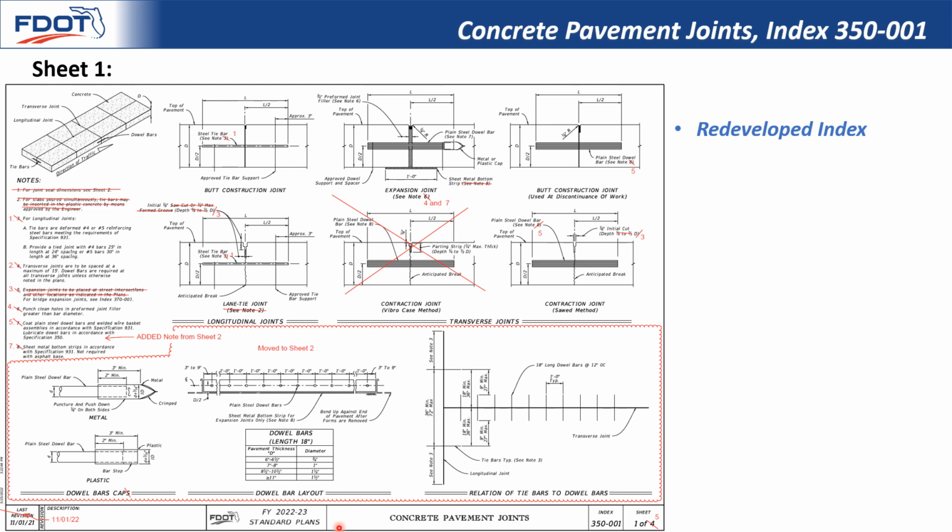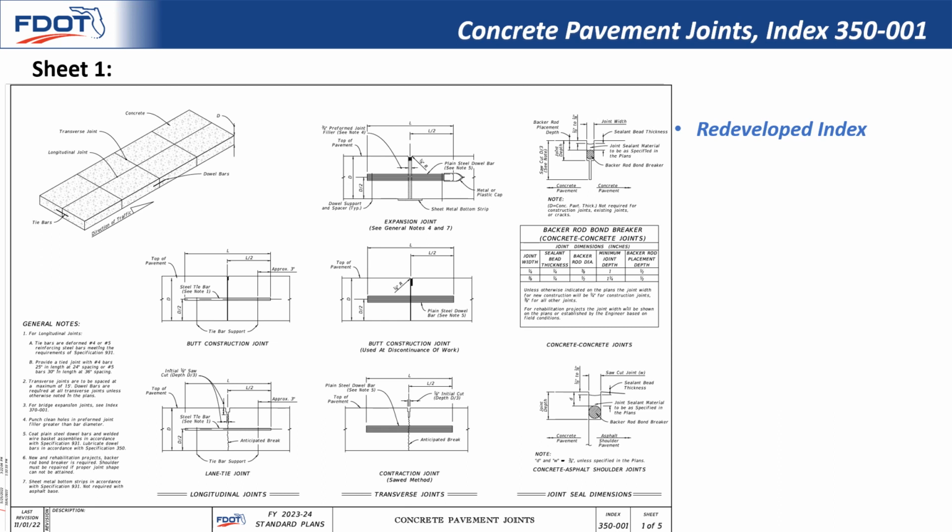There was some general cleanup and simplification on all sheets, and elimination of outdated or unused details. Here on sheet 1, you can see there were notes moved or deleted, and the contraction joint detail was deleted. We added the new joint layout details for the intersections. Here you can see the redeveloped index, including some details that were removed from sheet 2.